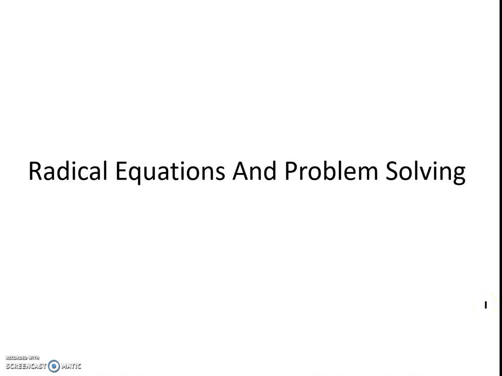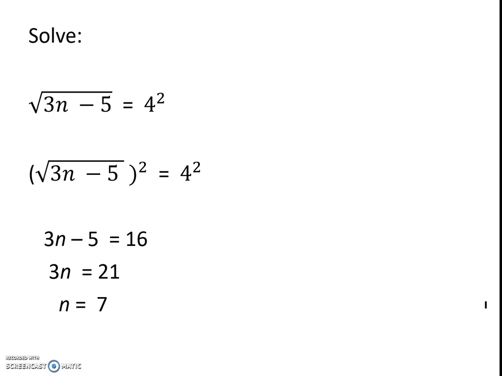Today we're going to be looking at radical equations and problem solving. Our first problem is the square root of 3n minus 5 equaling 4 squared. Well, in order to undo that radical sign, we know the opposite function is to square it. So when we square it, that radical sign goes away and we're left with 3n minus 5.